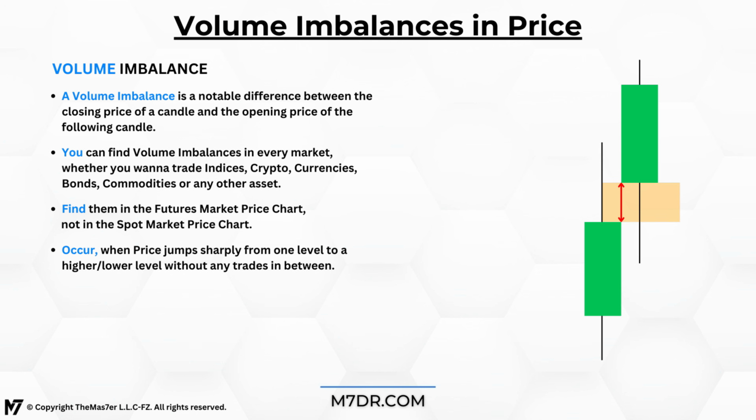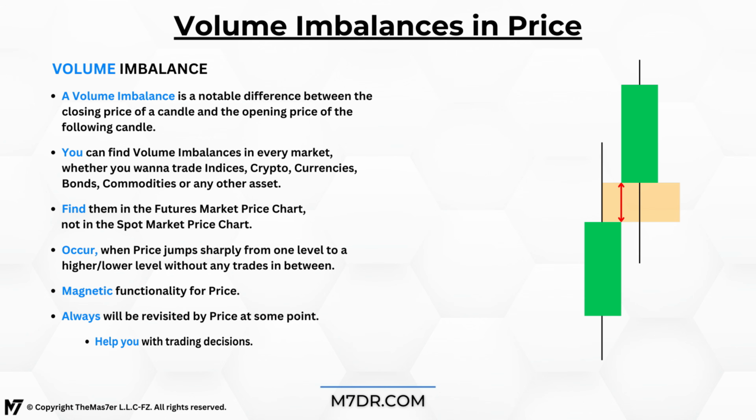They occur when the price jumps sharply from one level to a higher or lower level without any trades in between. These imbalances are very important for future price action, as they have a magnetic functionality for price and will therefore always be revisited by price at some point and can help you with trading decisions.